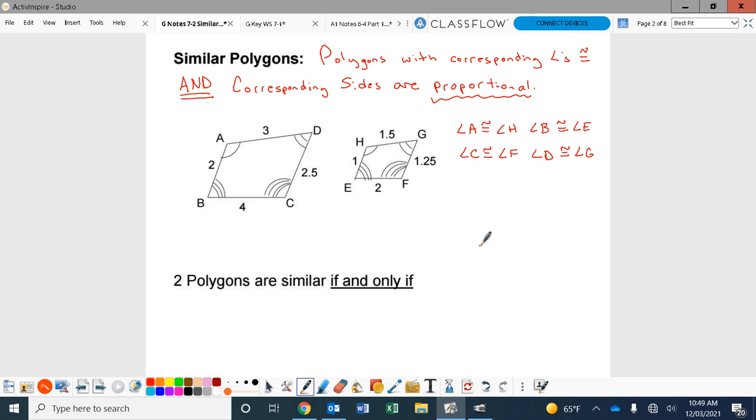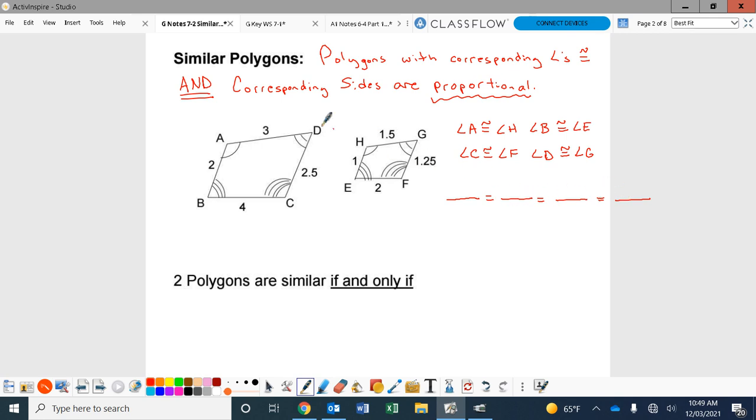The other part of it is a little bit different, guys. We don't have congruent sides. What we have is proportional sides. Let's show you what we mean by that. You're going to write what's called an extended proportion. Because there are 4 sides, there are going to be 4 ratios. If there were 3 sides, there would only be 3 ratios. If there were 6 sides, there would be 6 ratios. However many sides, that's how many ratios you have.